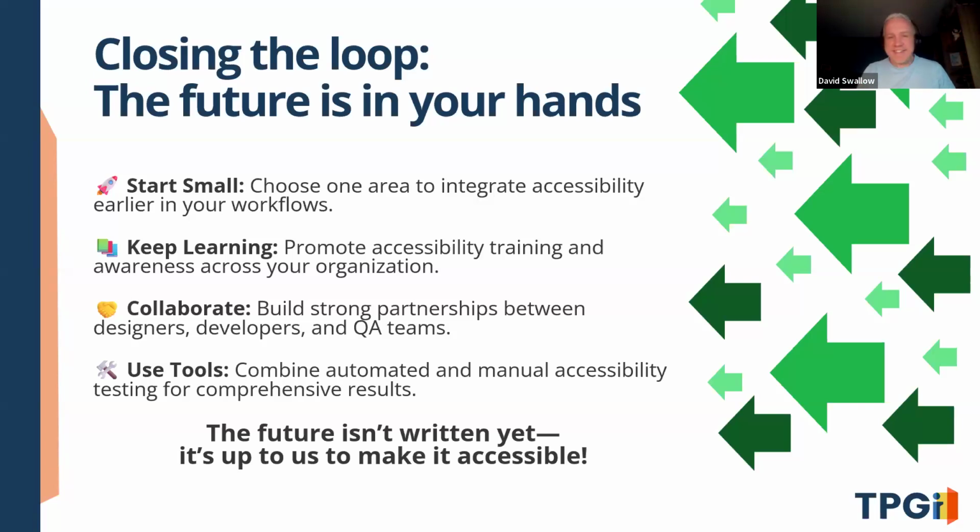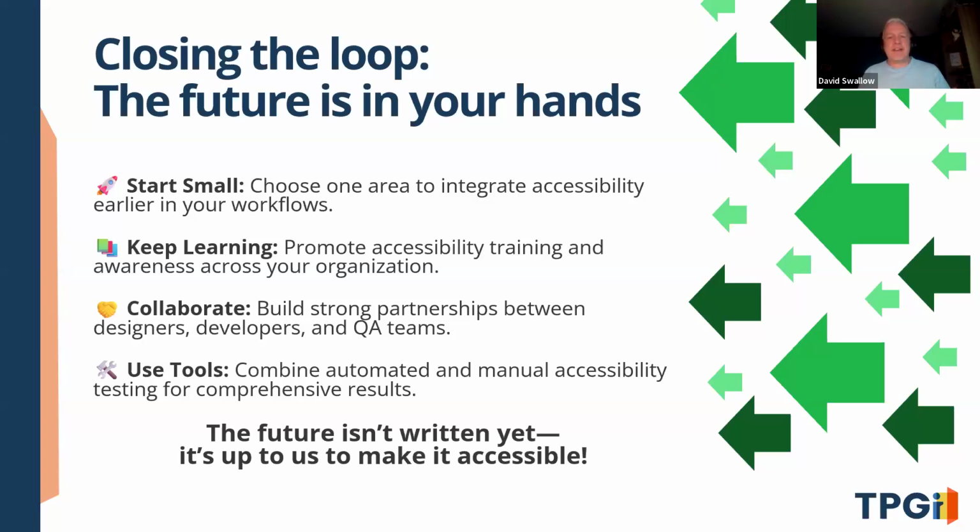So the ripple effect starts with you. So every team member, whether product owner, designer, developer, tester, can drive accessibility forward. By embedding it early, you're not just fixing issues, you're preventing barriers before they exist. So what can you do?